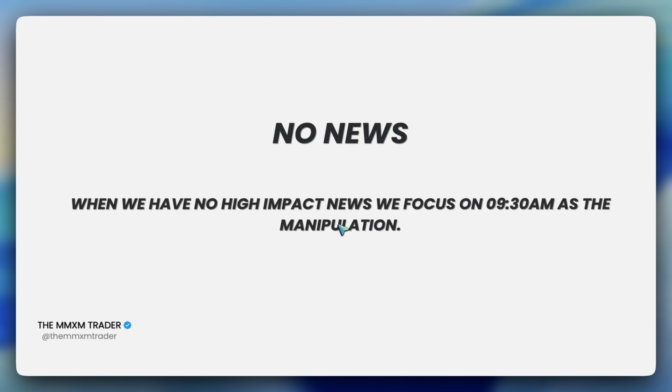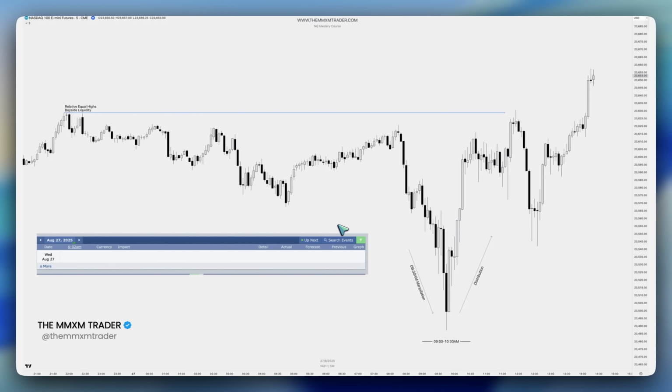So let's start off when we have no news, no high impact news. What do we focus on? 9:30 a.m. to be manipulation. So you can see here, no news on this day. This is August the 27th. Relative equal highs above us, as you guys know. This is an extremely high probability draw on liquidity.